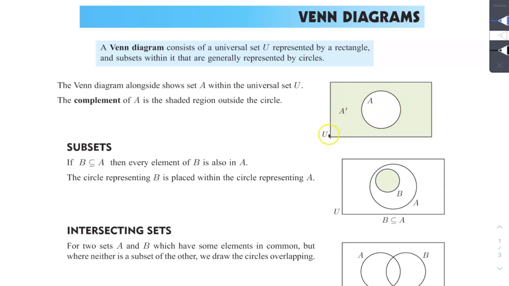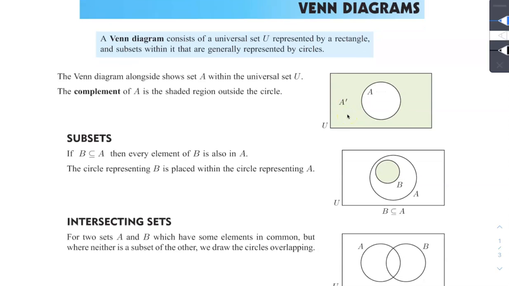So here's our universe. Here's everything in A. Everything not in A is over here. It's the complement of A. That's why it's A prime.